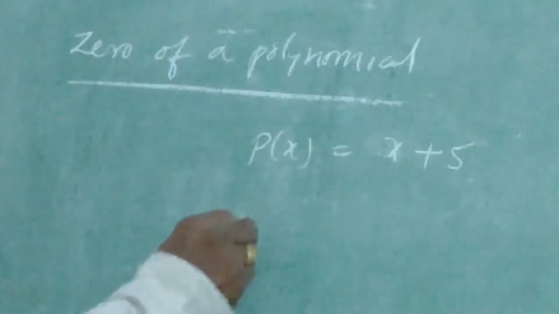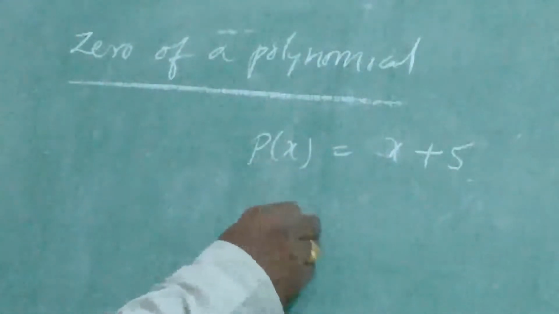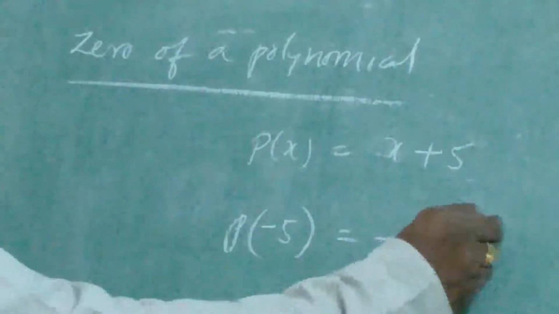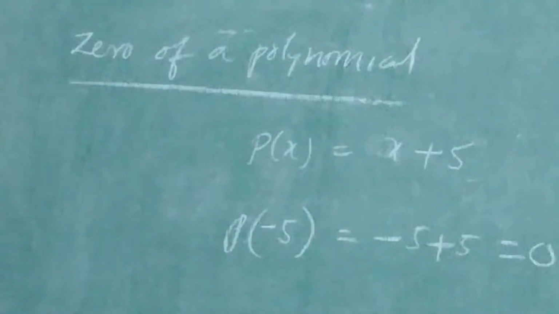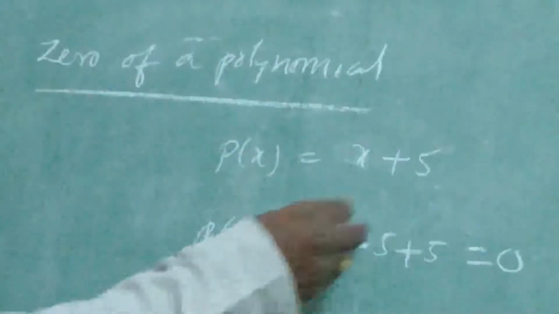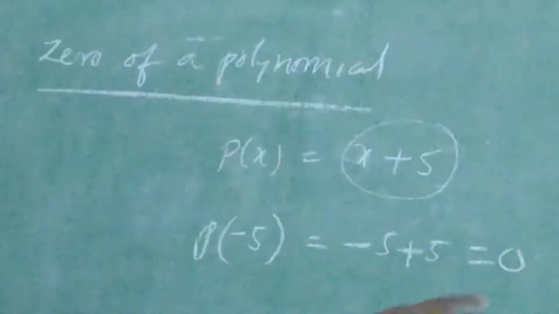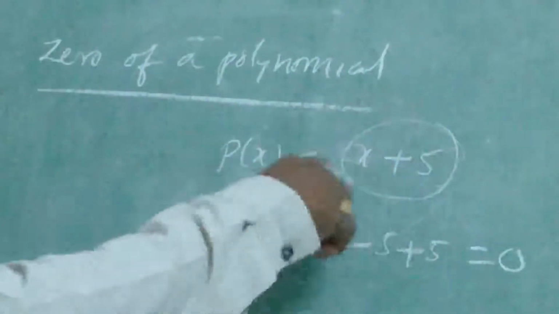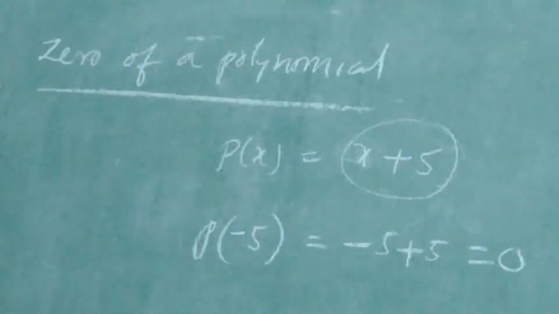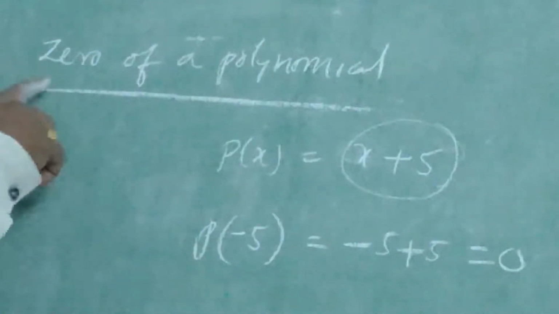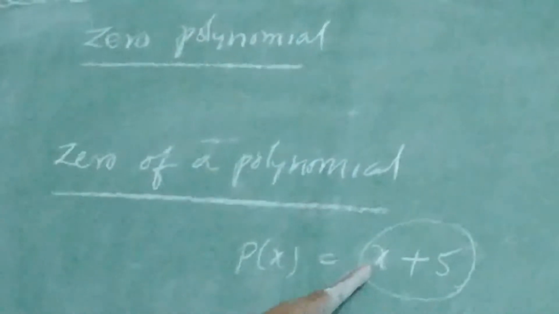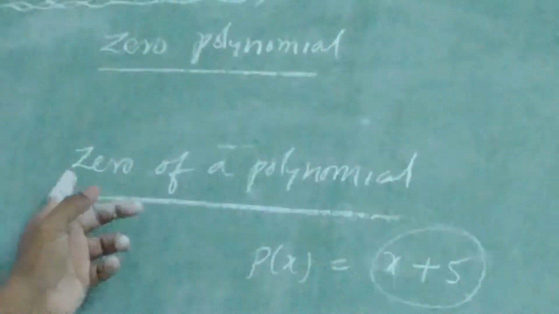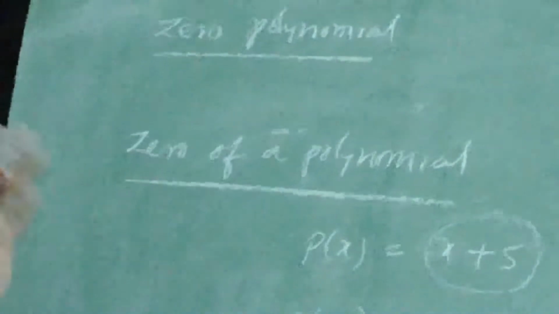Here I am taking x is equal to minus 5. If we replace x is equal to minus 5, minus 5 plus 5 is equal to 0. So, if x is equal to minus 5, then the value of the polynomial x plus 5 becomes 0. So, the zero of the polynomial x plus 5 is minus 5. Once again, the definition: for what value of the variable the value of the polynomial becomes 0, such value is called zero of a polynomial.